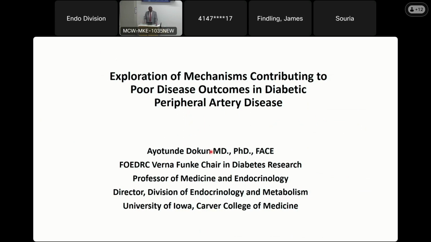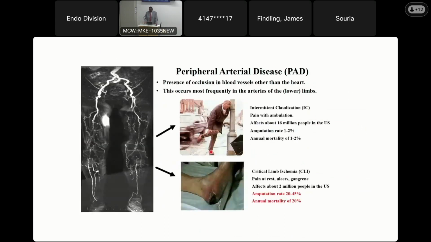So I'm going to be talking about exploration of mechanisms contributing to poor disease outcomes in diabetic peripheral arterial disease. Let's see if I have this correctly. So to just tell you a little bit first about PAD, for those who may not be familiar with PAD, it's the presence of occlusions in the blood vessels other than the heart. This occurs most frequently in the arteries of the lower extremities.